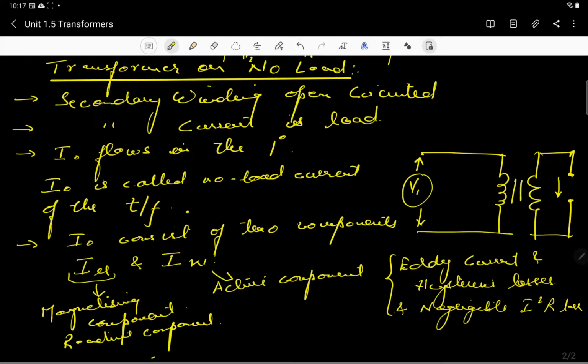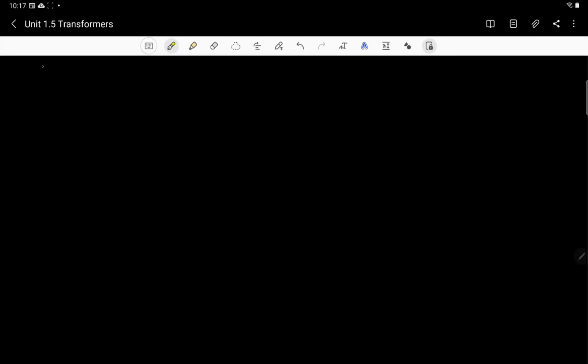We will discuss further also about this. Okay, let's move further. Now let's consider first I mu. It is a magnetizing component, as I have already told you. It magnetizes the core, or in other words you can say that it sets up the flux in the core.